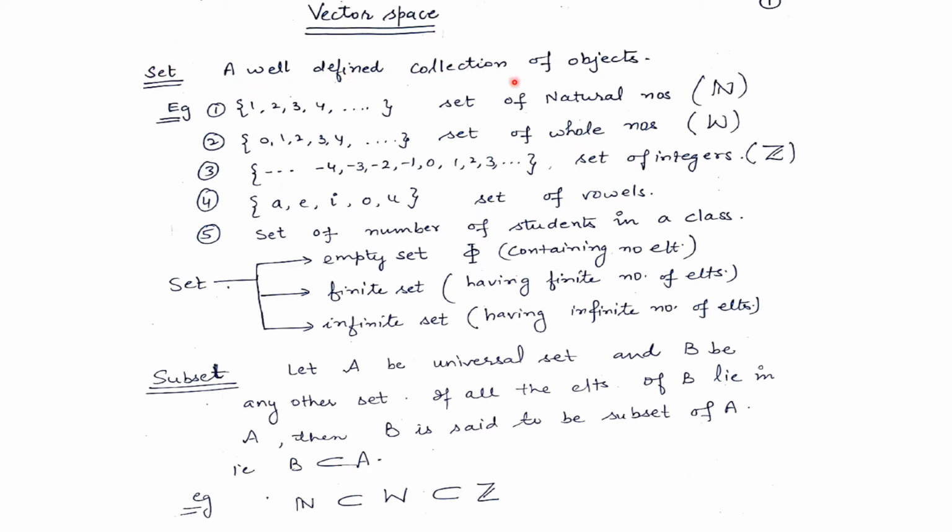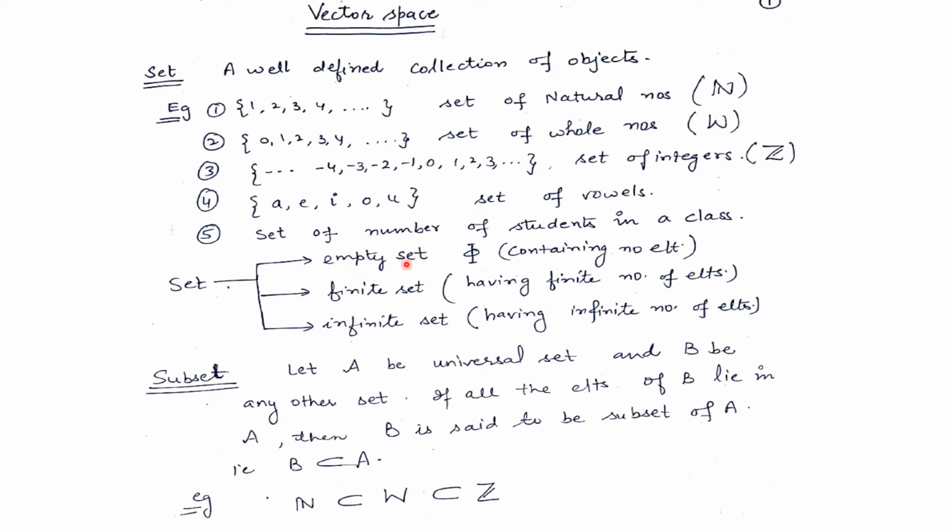Now what do you mean by a set? A set is a well-defined collection of objects. For example, set of natural numbers, this is nothing but 1, 2, 3, 4 and so on. Set of whole numbers, 0 is also included in the set of natural numbers. Set of integers, negative numbers are also included. Set of vowels, A, E, I, O, U. Number of students in a class. This is also a set, right? So these are the examples of set.